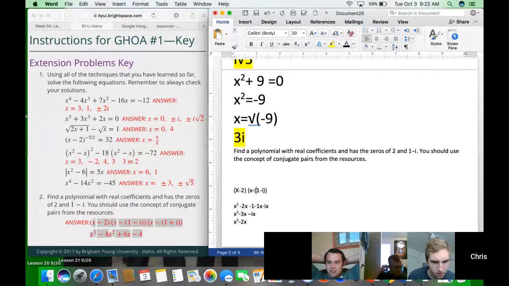x minus 1 minus I times x minus 1 plus I. But why is that second one minus 1 plus I? Where did that come from? That's a good question. They're imaginary. That's my question. So we had the idea right, we just don't know where this particular part of it came from.